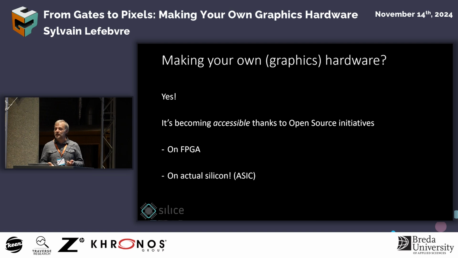The reason you can do this nowadays is thanks to open source initiatives, which have been around for quite some years, but now are coalescing into these great tool chains that you can actually use to describe hardware and also to implement hardware. So you can do that on FPGA. If you don't know what an FPGA is, don't worry, I'm going to explain in this talk. And you can also do that on actual silicon, creating your own application-specific integrated circuit, or ASIC. That means your own specialized hardware on a piece of silicon that you can solder on your board to create your own graphics device. So that's the real deal. We're talking about actual hardware here.